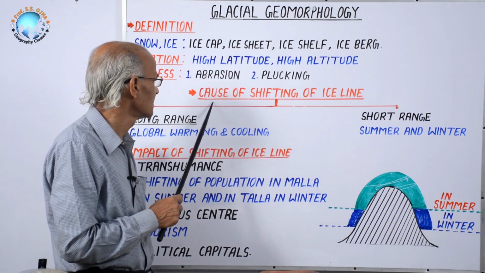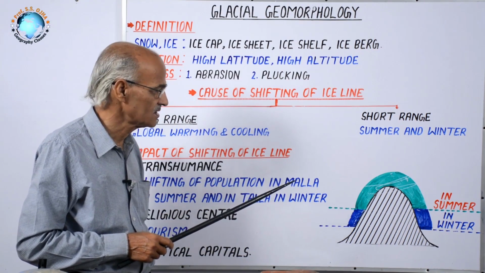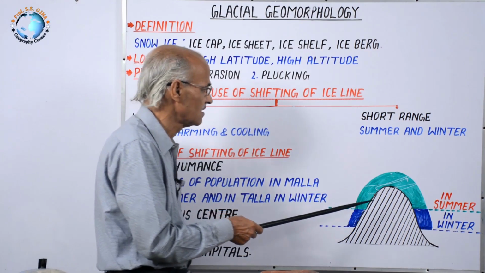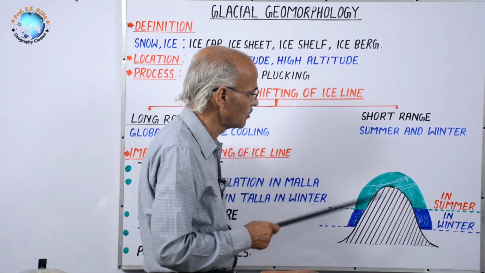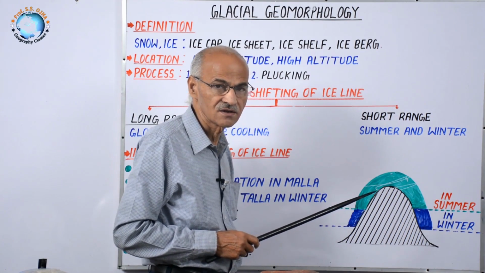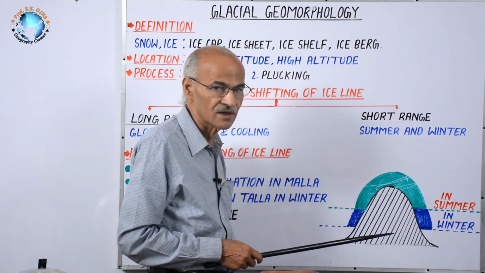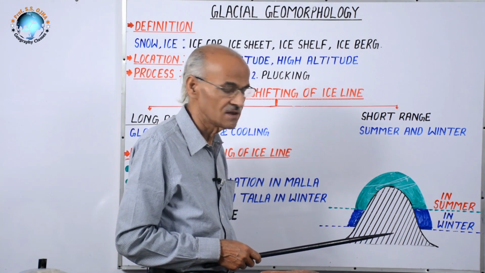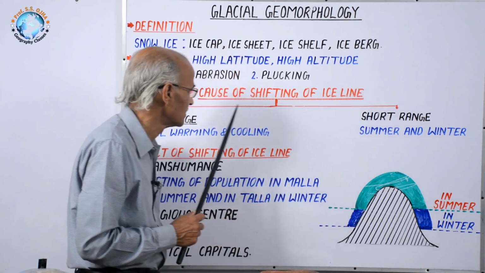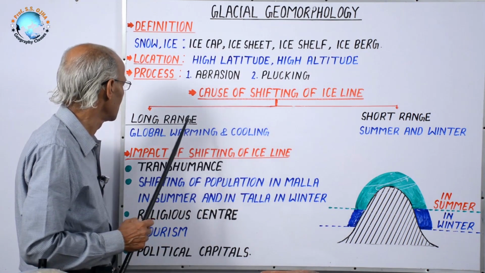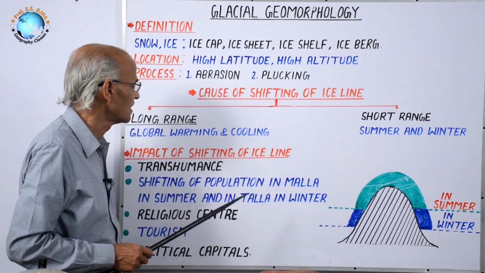Now let us understand the cause of shifting of ice line. What is ice line? Ice line on a mountain is a line up to which or over which ice is frozen. So ice line is not a permanent feature on the earth. It changes. Why does it change? The change has two causes. Number one, long range, and number two, short range.